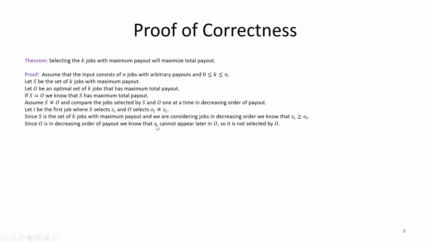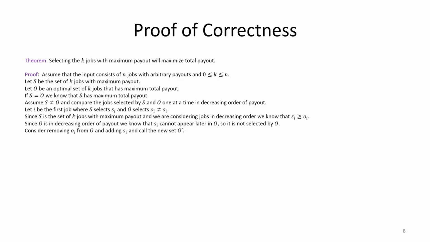If it was going to pick SI, it has to do it right now, because we've put them in decreasing order of payout. And since SI is not appearing now, we know it's not going to be appearing later on in O. So it is not selected by O. Okay, so we're going to assume here SI is not selected by O in this step. What does that mean? That means we can go grab SI and put it back in O.